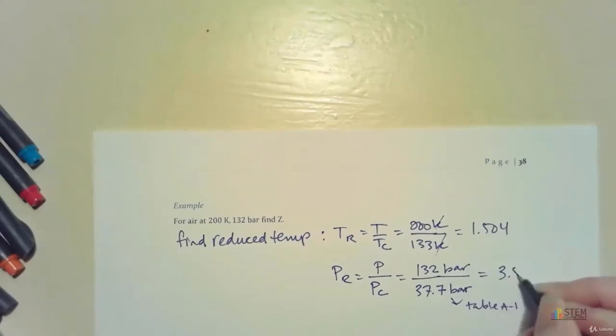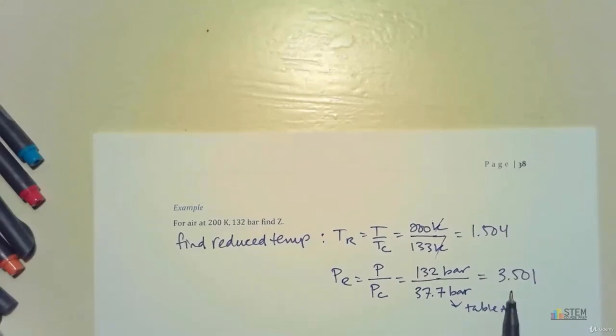And that's going to give you 3.501. Now we've got our two values. We're going to go to the table, and then using this we can find Z. Reduced pressure here is 3.5, so we want to use table or figure A2 because that's the one that goes up to 10. Let's look at that one.